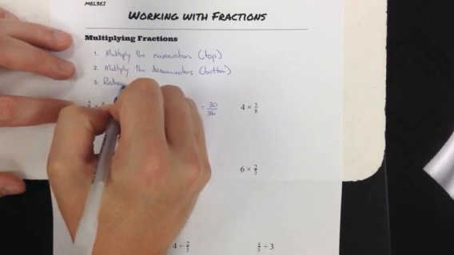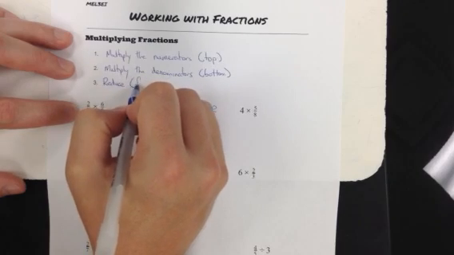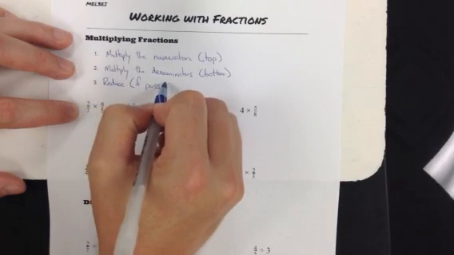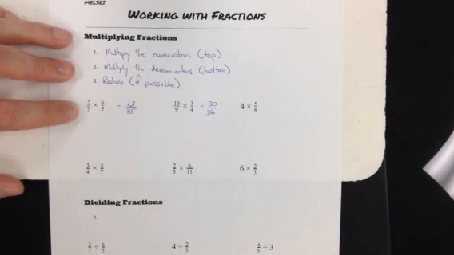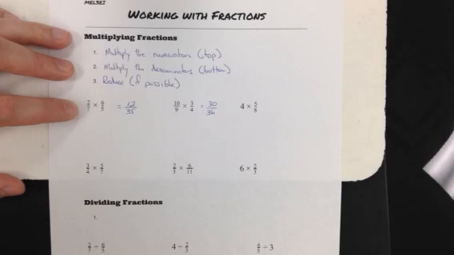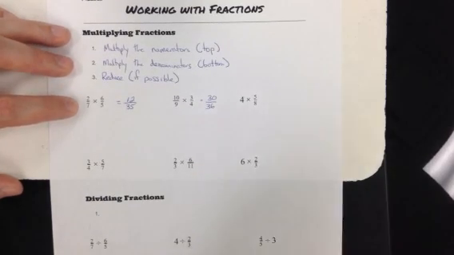And for step 3, we're going to reduce if possible. Okay? Now what that means is that we're going to make the numbers smaller so that they're a little easier for our brains to think about. Okay? Now how do we make the numbers smaller? Well, what we want to do is we want to look for a number that can divide into both the top and the bottom number. Okay? I always like to work with small numbers.